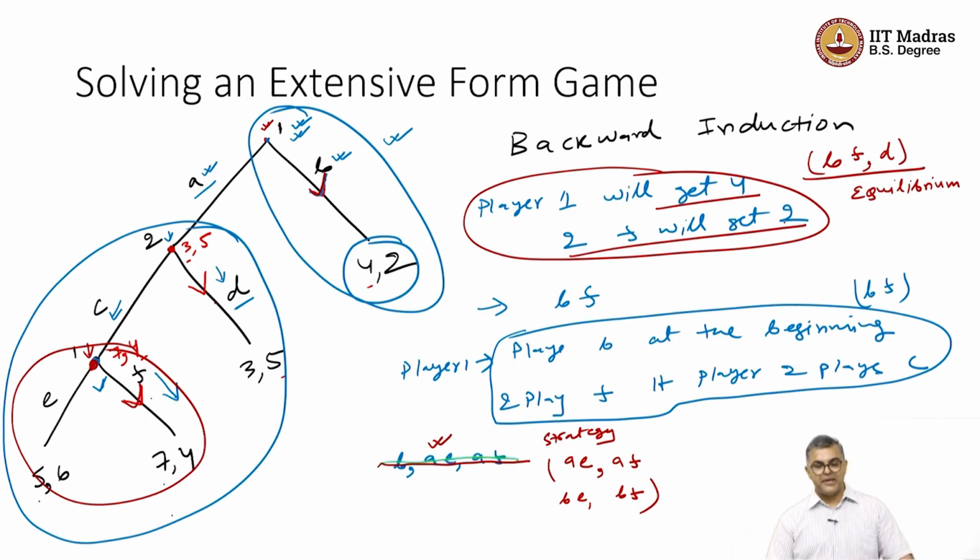So, that should be clear to you. This is also called rollback equilibrium or backward induction equilibrium. These are the different names. Pretty soon we are going to talk about them in a much more formal manner. You may be wondering, more formal? Yes, a little bit more formal we are going to talk about.